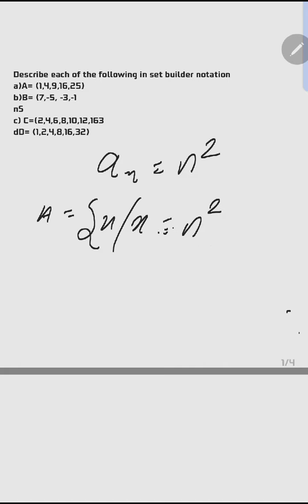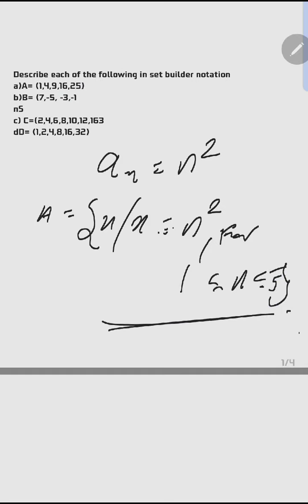Then I said that you have to really write the domain. So how do you write the domain, the range of n? Here I'm going to say 1 is less than or equal to n less than or equal to, then you count them: 1, 2, 3, 4, 5. 5. This is your answer. So A is equal to {x such that x is equal to n squared, the nth term}, then the domain is 1 is less than or equal to n less than or equal to 5.